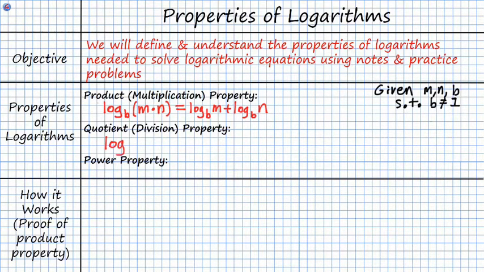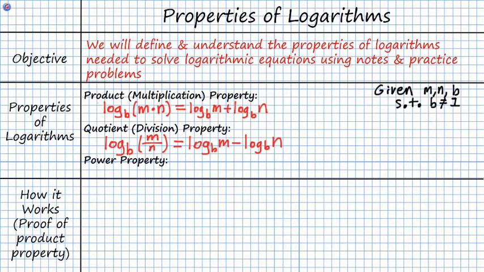Additionally, if we have our quotient or division property, we have log base b of m over n. Well, we saw that multiplication became addition. So what do we think that our division is going to become? Well, it's going to become exactly what you think it will be. Log base b of m minus log base b of n.